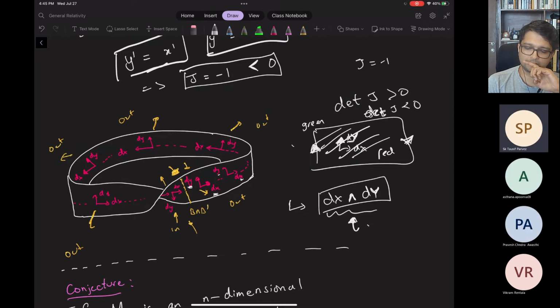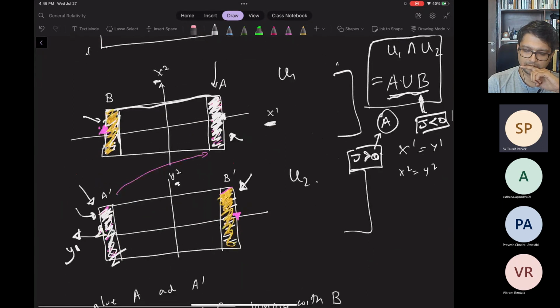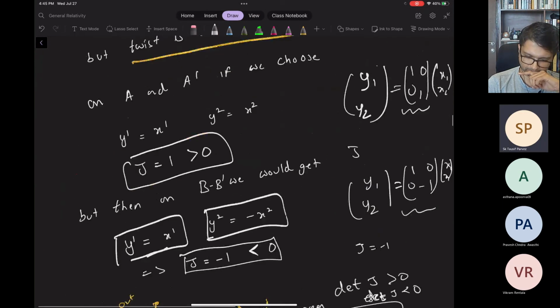Can you explain once, while flipping the B and B prime part, how that minus sign comes in the coordinate transformation? Yeah.